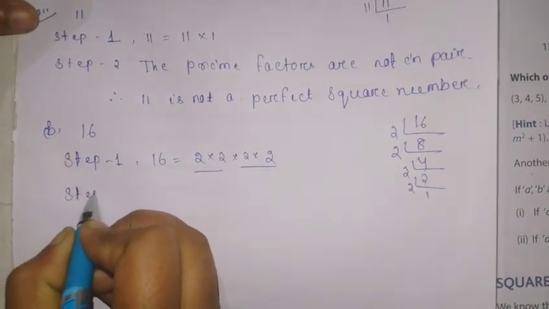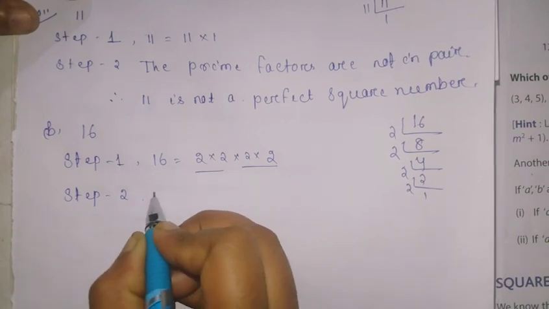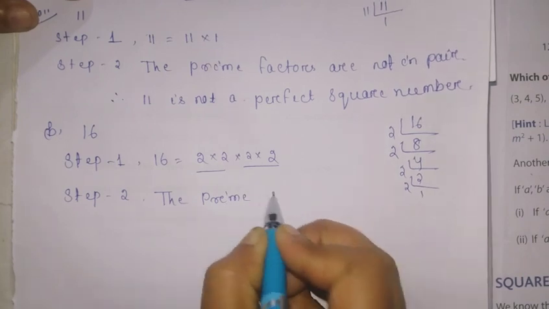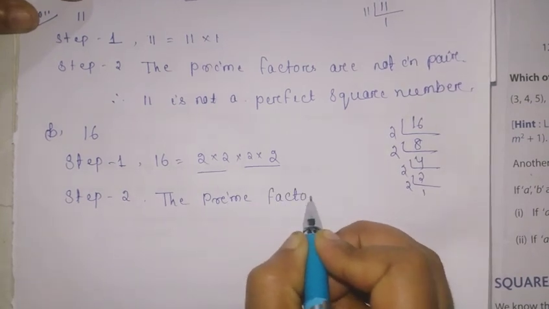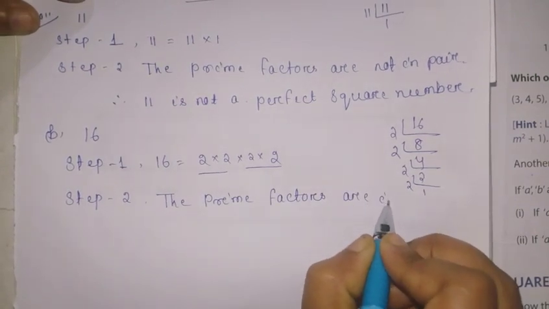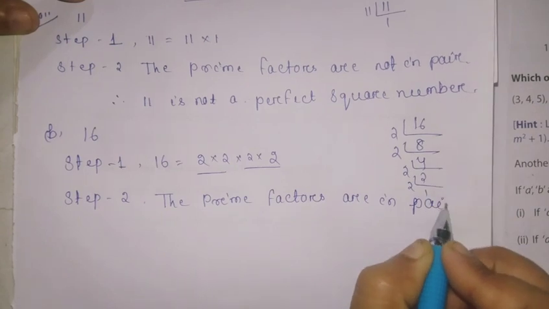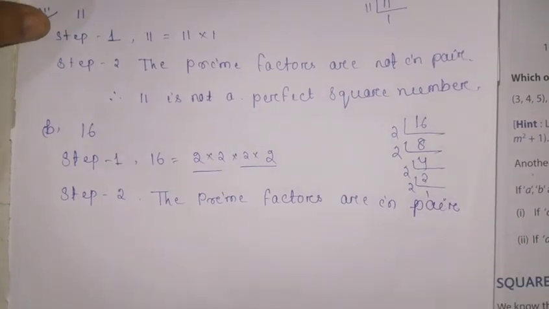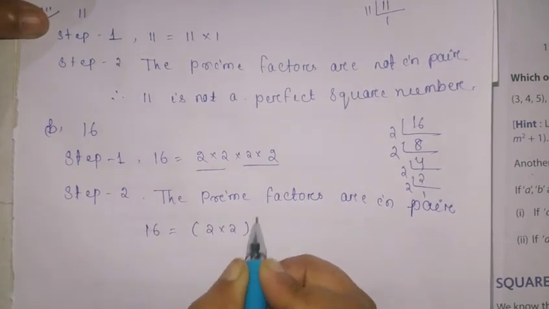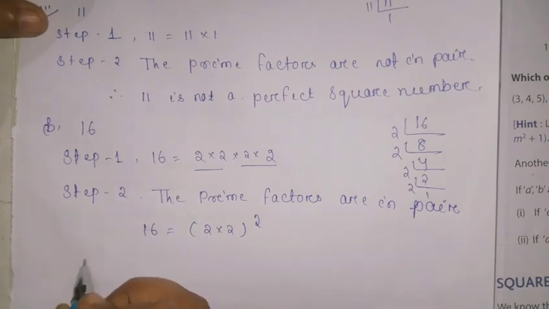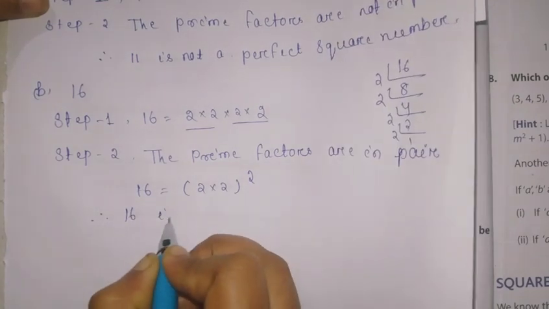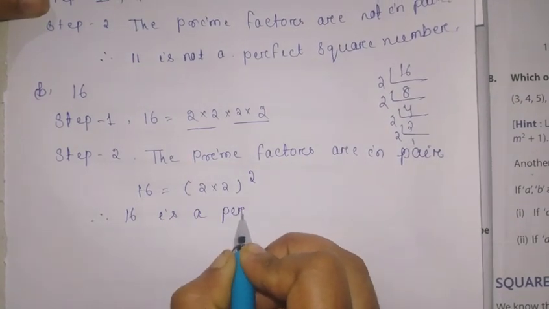Step 2, the prime factors are in pair. So 16 equal 2 into 2 square. Then 16 is a perfect square number.